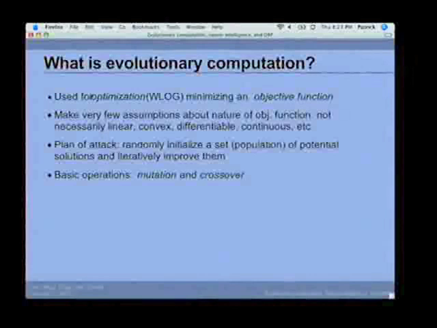And you modify this set of solutions, which you call a population, using operations that are somewhat like what happens in genetics. The parallel is pretty crude, but you have something called mutation. The most common operations are mutation and crossover.